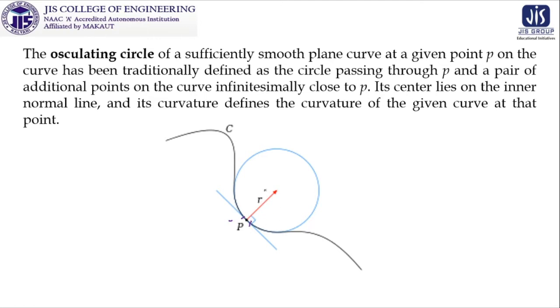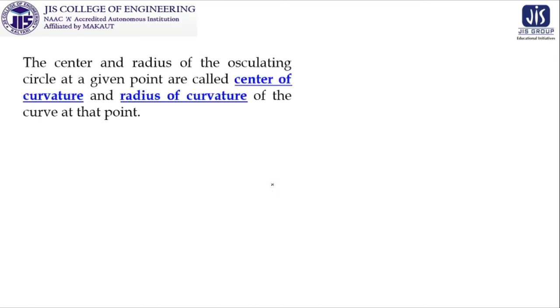So at this point, this is your osculating circle, and this is the center of the osculating circle, which is placed on the inner normal line. Clear? Okay. So proceeding further, what we see is the center and the radius of the osculating circle, because when the curve is given or specified, after that the point is also specified. So we will get this particular osculating circle. Clear?